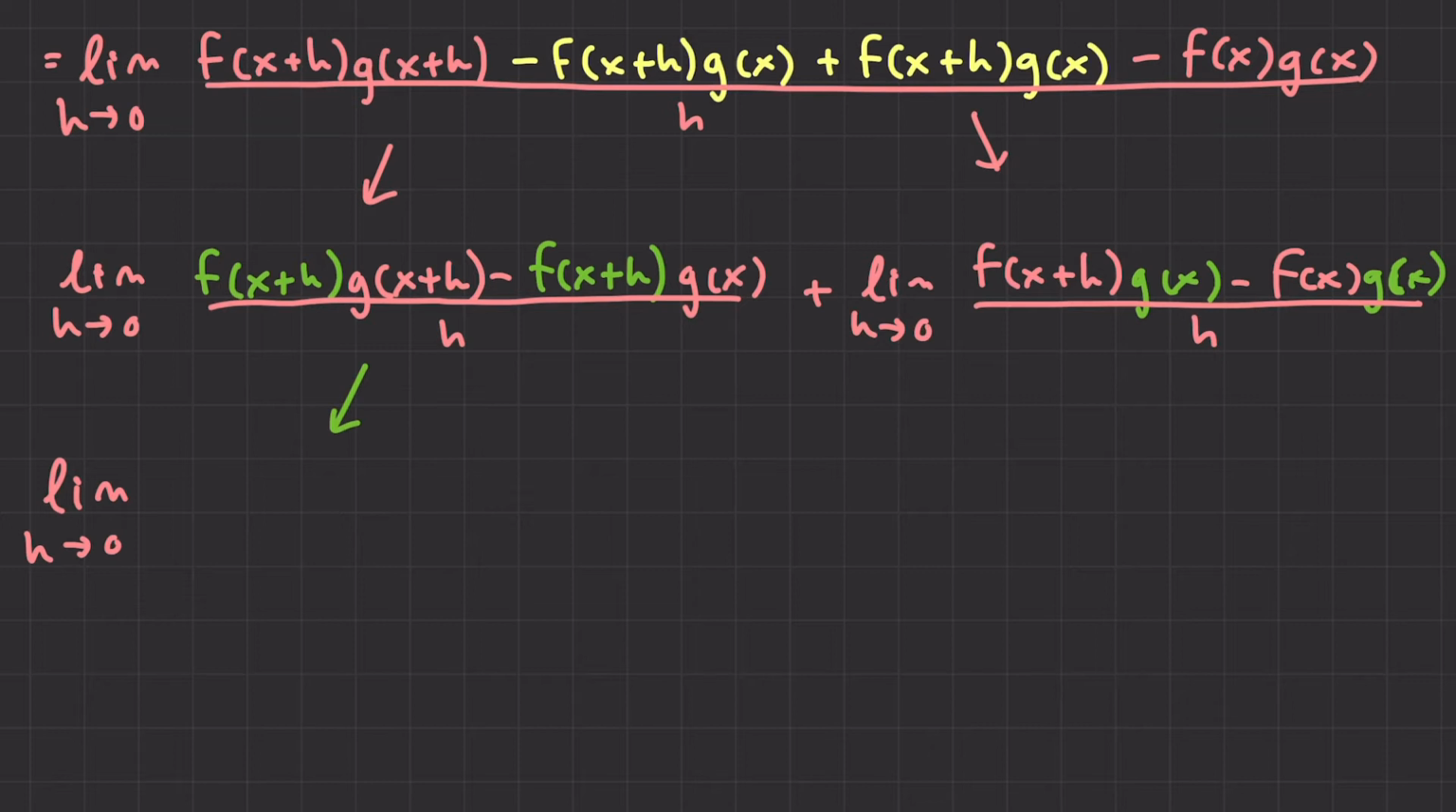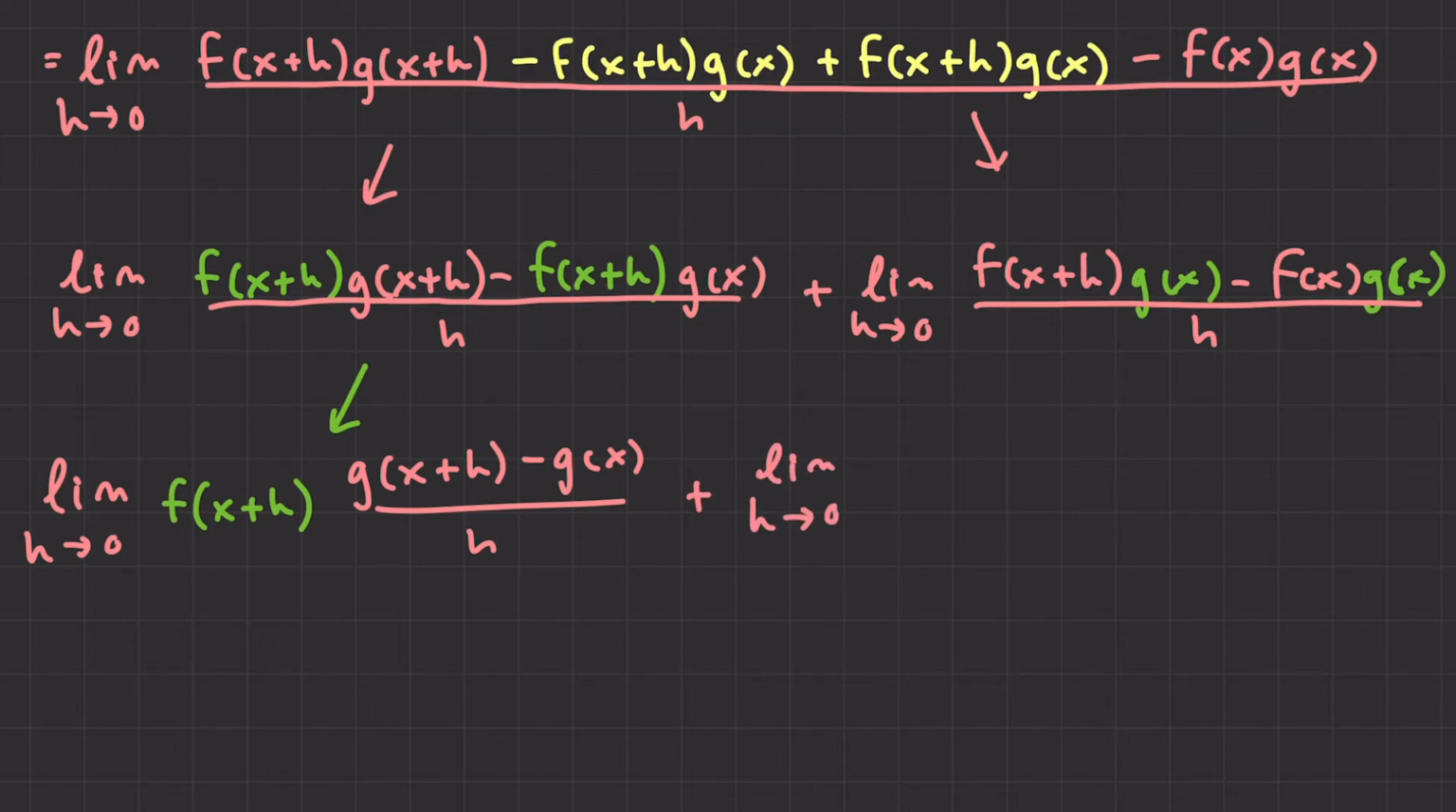All right, so let's factor out that f of x plus h, and what I'm left with here is g of x plus h minus g of x all over h. Okay, I factored out that f of x plus h. And on this side, I get the limit as h approaches 0 of, and I'm going to factor out that g of x, and I get f of x plus h minus f of x all over h.